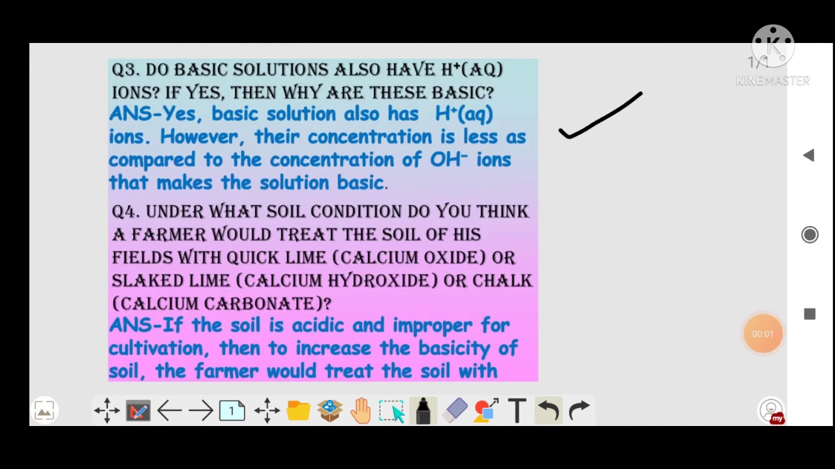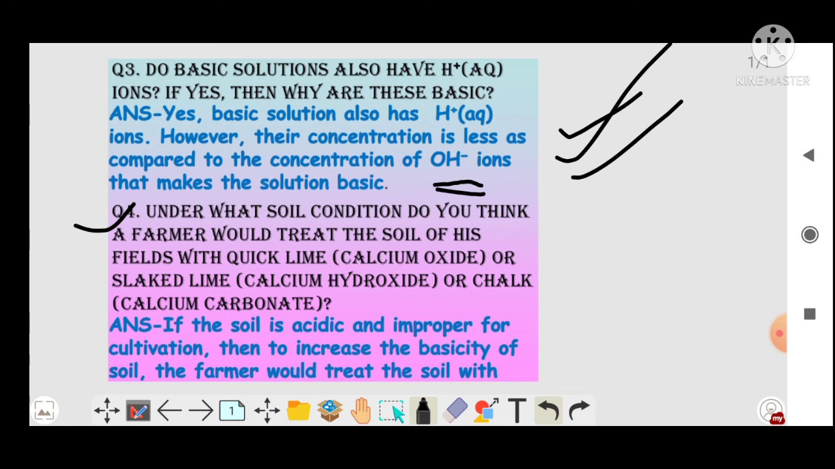Okay, यहाँ पे देखो क्वेश्चन नंबर 3. Do basic solutions also have H plus ions? If yes, then why are these basic? Yes, the basic solution also has H plus ions. So then why are they basic? Because this H plus concentration is less as compared to the concentration of OH minus ions. That makes the solution basic. Okay, बेसिक सॉल्यूशन में जो H प्लस आयन्स होता है उसका कॉन्सेंट्रेशन OH माइनस आयन्स से कम होता है, इसलिए वो सॉल्यूशन बेसिक ही होता है. ओके, दिस इज द आंसर.